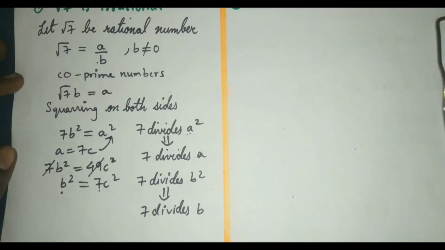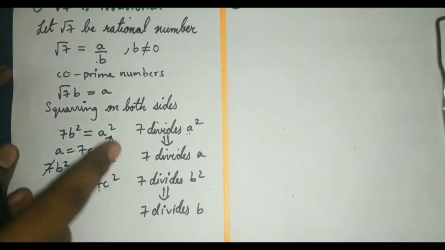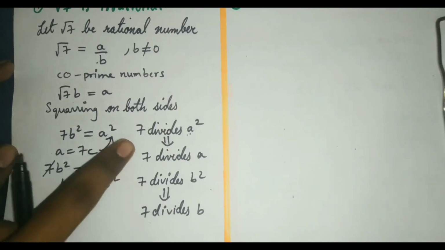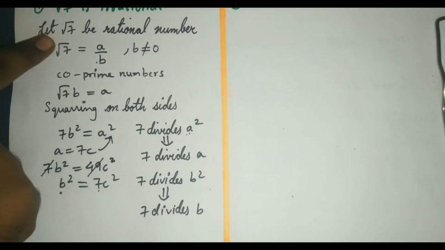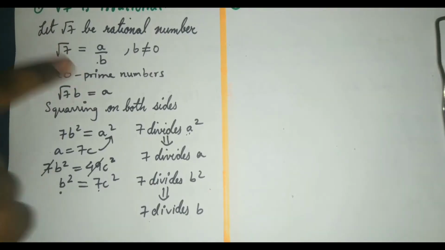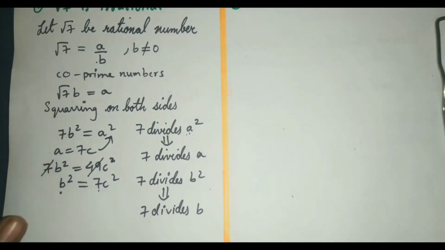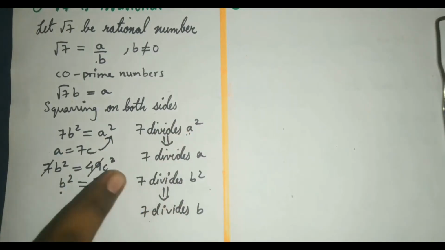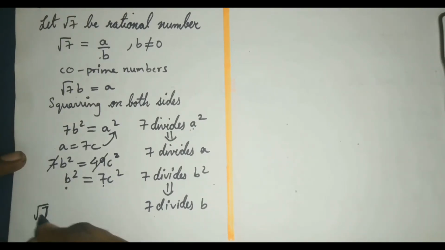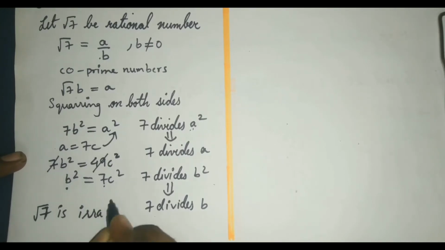Fine. So we conclude that root 7 is irrational, since 7 gives two common factors. What was our assumption first? That root 7 is a rational number. Then we converted it into the form a by b, where a and b are co-prime numbers, which have only one common factor. But we have proved that it has 2 common factors, that is a as well as b. So our assumption was absolutely wrong. So we conclude that root 7 is an irrational number. Fine.